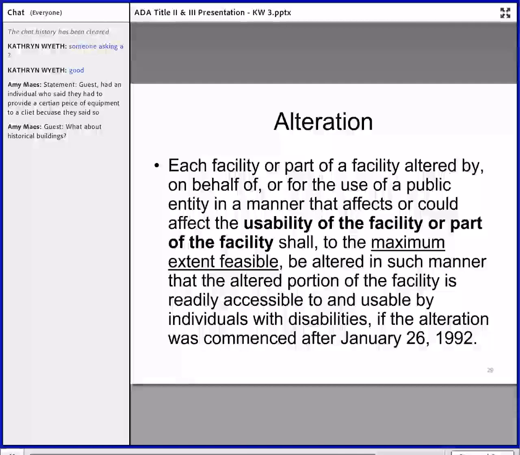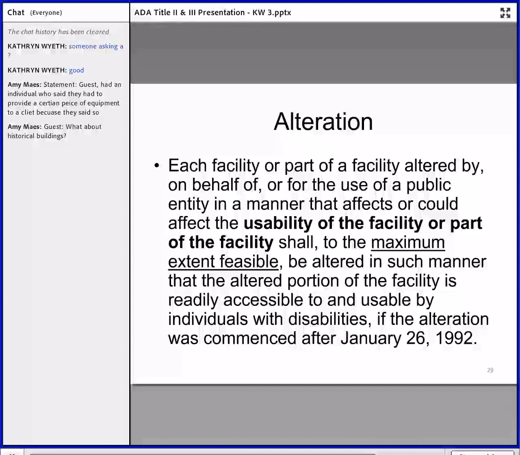All right. So each facility or part of a facility that's altered on behalf of the use of a public entity in any manner that affects the usability shall, to the maximum extent feasible in the altered portion, provide readily accessible access. So if a public entity makes some type of alteration, we'll pick on again Warren, we wanted them to change their auditorium a little bit. It needed some disbursement and lines of sight, that kind of thing. Now, if they were to make those alterations and it affects the usability of that room, then they need to make the path of travel also accessible, right? So from the parking lot to that room.